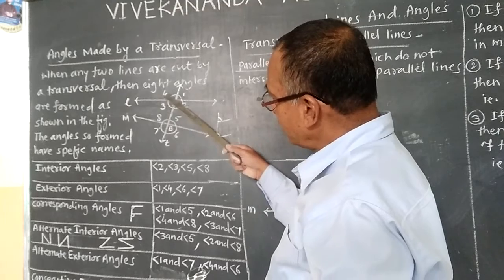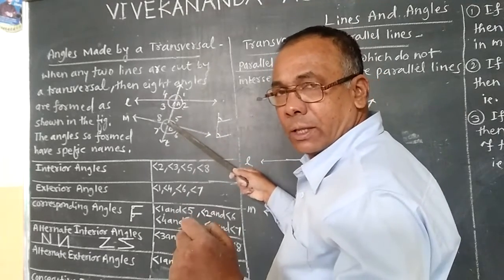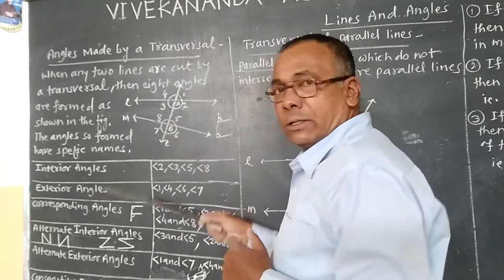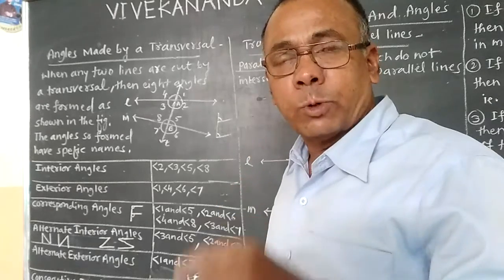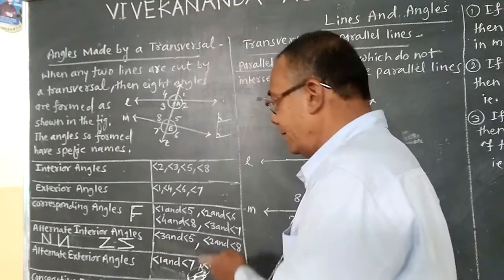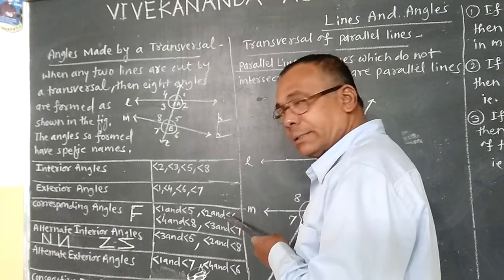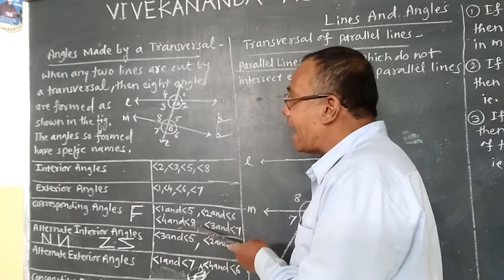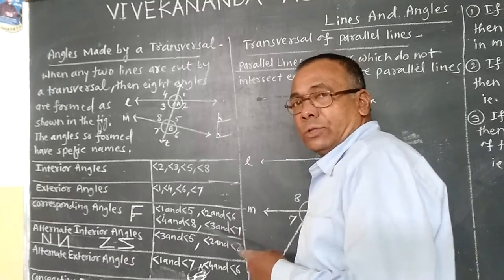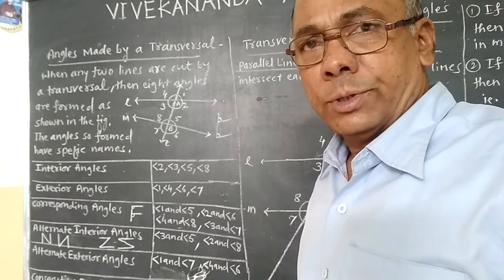Then angle 4 and angle 8 is the third pair of corresponding angles. Then angle 3 and angle 7 is the fourth pair of corresponding angles. So in all there are 4 pairs of corresponding angles. Which are they? Angle 1 and angle 5, angle 2 and angle 6, angle 4 and angle 8, as well as angle 3 and angle 7. So these are the corresponding angles. Mind well, you have to remember it.